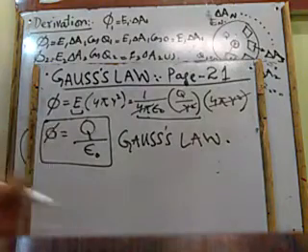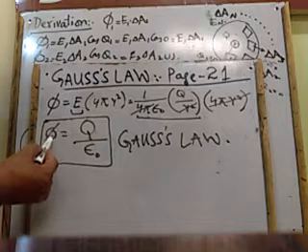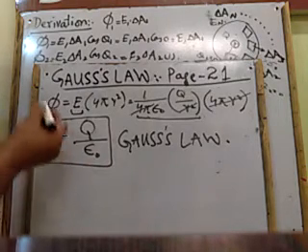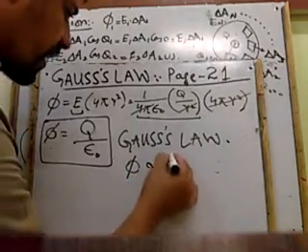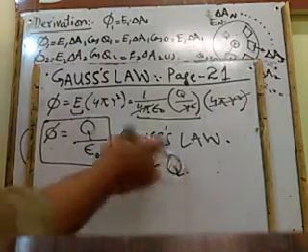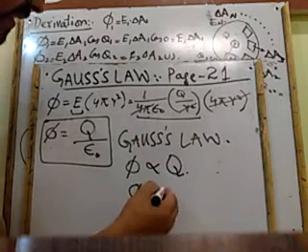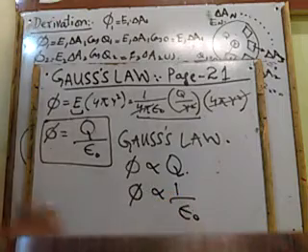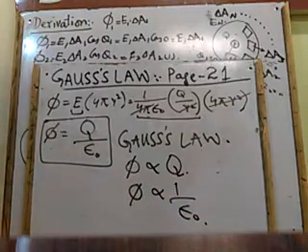Gauss's law basically shows that the total flux of the charge enclosed by the surface is directly proportional to the total charge enclosed by the surface. Another part is that total flux is inversely proportional to epsilon naught, which is the permittivity of free space. These are two relations combined in Gauss's law.